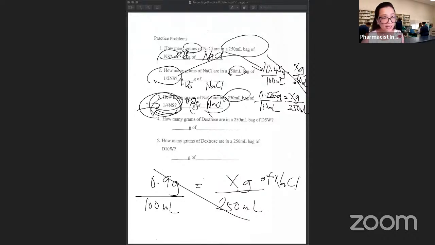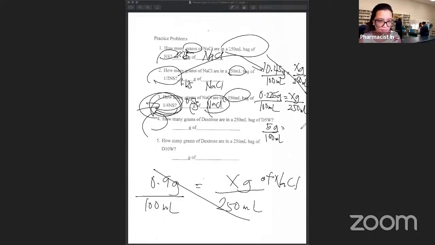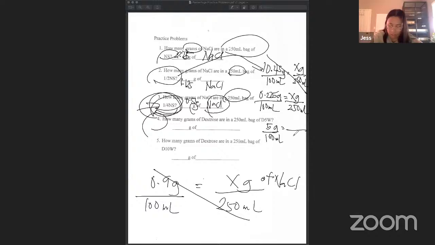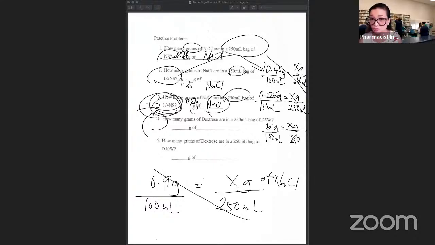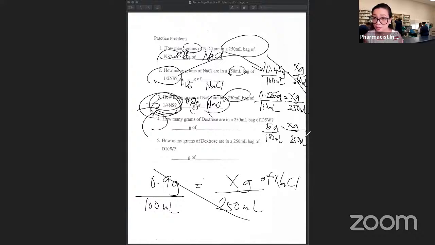Okay, number 4, Jess, let's see. I'm focusing on freshmen right now. So number 4 would be 5 grams over 100 ml. Very good. And then equals X over 250 ml. Do not forget to put the G so that you know, okay? Tests can be tricky. They're going to give you milligrams. They're going to give you liters. You have to remember percentage is based off of grams if it's weight and ml if it's volume, okay?